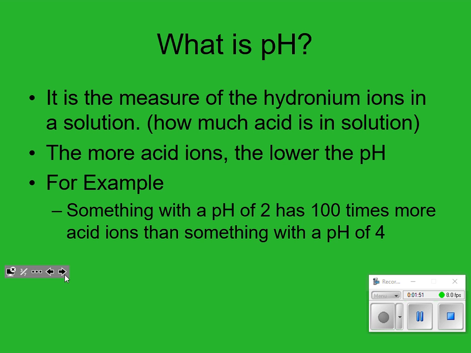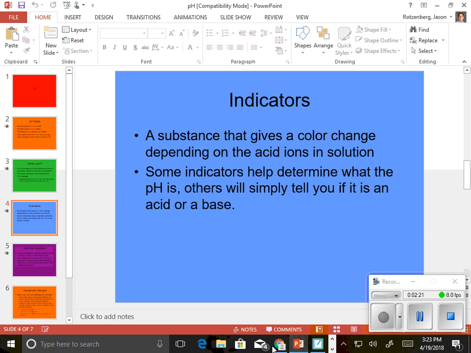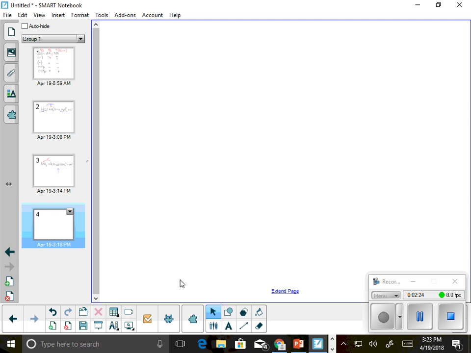An example I give here is something with a pH of 2 has 100 times more acid ions than something with a pH of 4. If you've learned in math classes of the logarithm scale, maybe like the Richter scale for earthquakes is a power of 10 scale, so an earthquake of magnitude 7 is 10 times more powerful than 6. The pH scale is similar in power of 10. However, a pH of 2 is more acidic than a pH of 4. I'd like to go over that with you just a little bit more here on the smartboard as well.